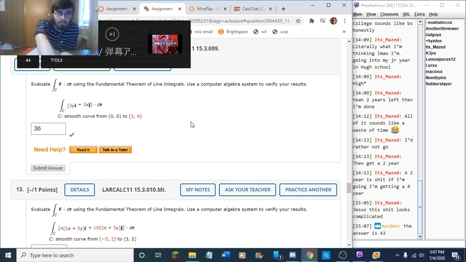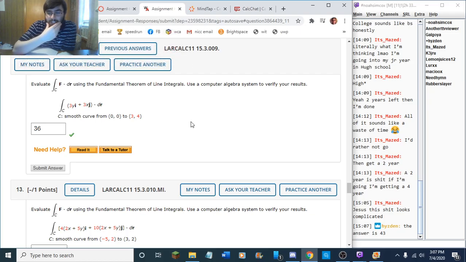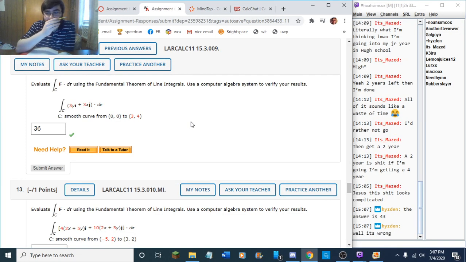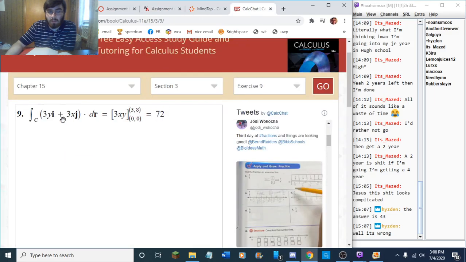Hello there. And in fact, the answer is actually 36, not 43. Oh wait, did you mean to say 42? You think that I did it wrong? Well, the textbook or the assignment itself thinks I did it correctly. And I literally followed this solution here.